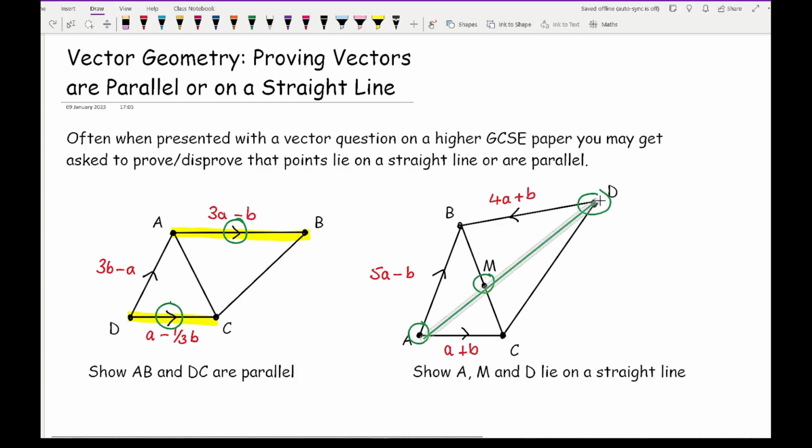Now the key thing to remember is that on the exam paper, none of these diagrams are ever drawn to scale. So you can't get your protractor or your ruler out to show that the lines are either parallel or lie on a straight line. It's really important that you understand that, so try not to take for granted what they look like, more so what you can prove.